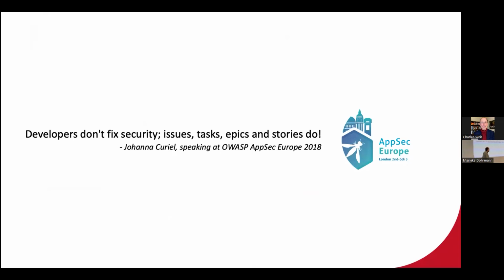I found this really well represented by someone called Joanna Curiel. I don't know her personally, but I was at the AppSec Europe event and she was speaking there. And she said it in one line: developers don't fix security issues. Tasks, epics, and stories, all of the agile things, meaning I've allocated time to this, are what fix security.